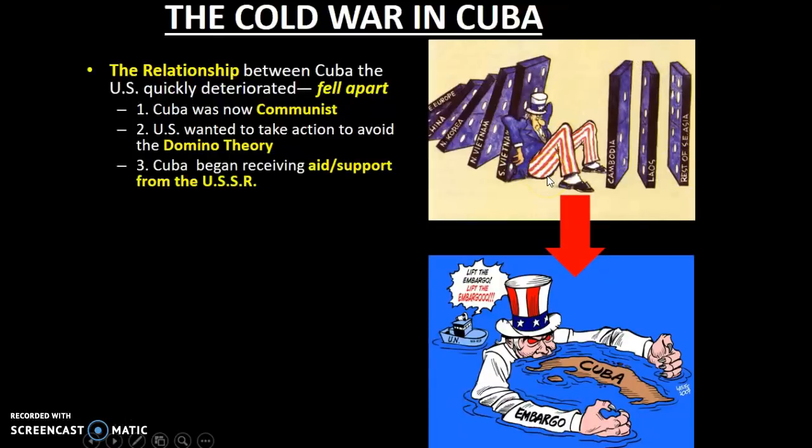The third reason why the United States no longer wants to have a relationship with Cuba is because Cuba has now allied itself with America's biggest enemy, the USSR. The USSR is now providing a ton of aid and support to Cuba to ensure that Cuba can be a strong communist country.